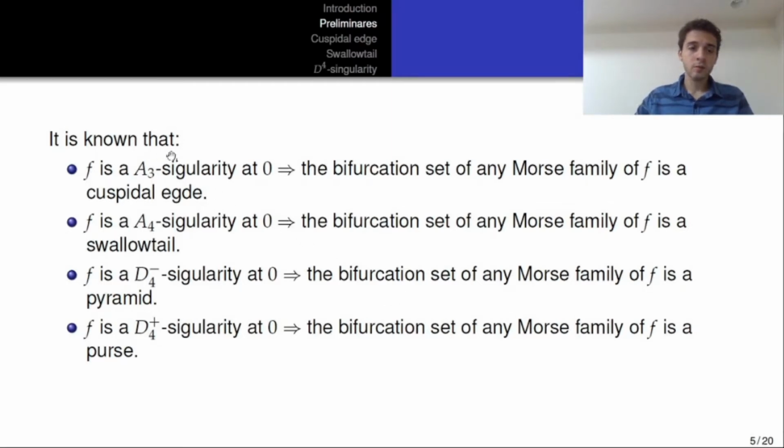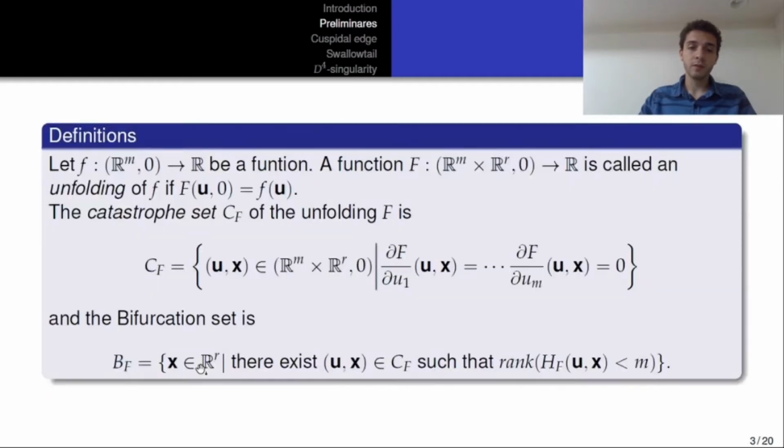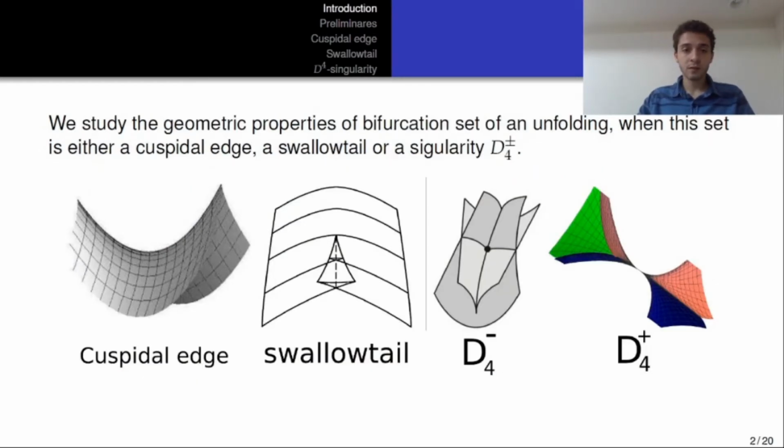It's known from singularity theory that if we take f as an A3 singularity at origin, the bifurcation set of any Morse family of f, any unfolding which is a Morse family of f, is a cuspidal edge. So if we take any function A3, the bifurcation set will be a cuspidal edge. In the same way, if we take f as an A4 singularity at origin, the bifurcation set will be a swallowtail. If we take f as a D4 minus singularity, the bifurcation set will be a pyramid, and for D4 plus the bifurcation set will be a purse. There is this picture for each surface.